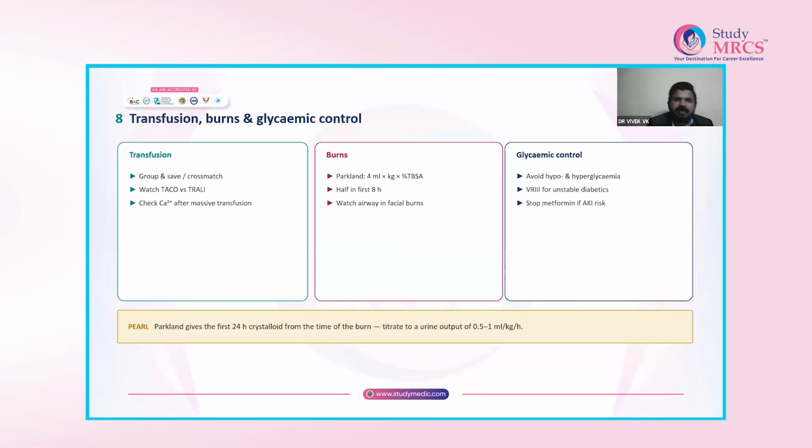The key pearl is the Parkland formula in burns, which gives the amount of crystalloid required for the first 24 hours. That is from the time of the burn, not from the time of the patient arriving in the emergency department. It is from the time of the burn itself. So you have to titrate the IV fluid to maintain a urine output of a minimum of 0.5 ml per kg per hour.